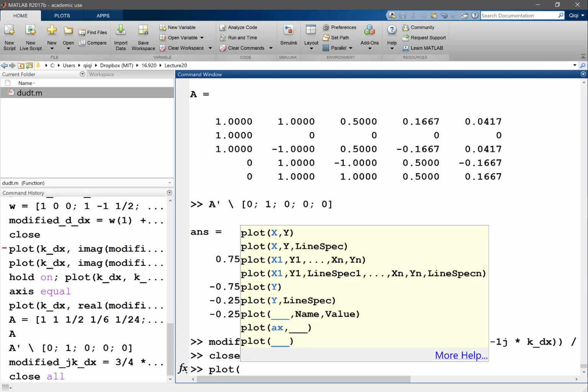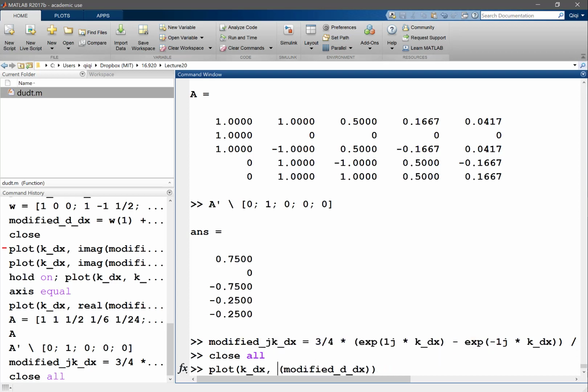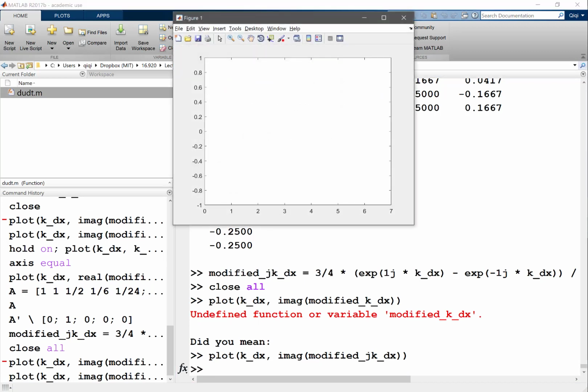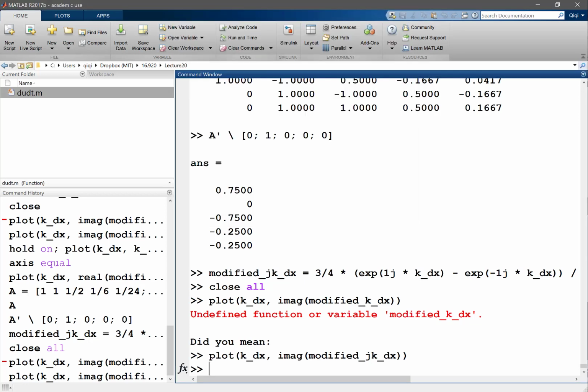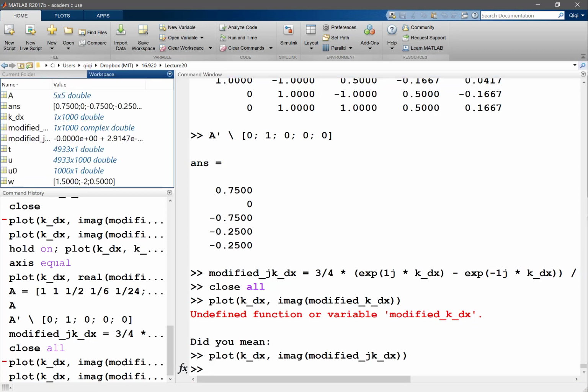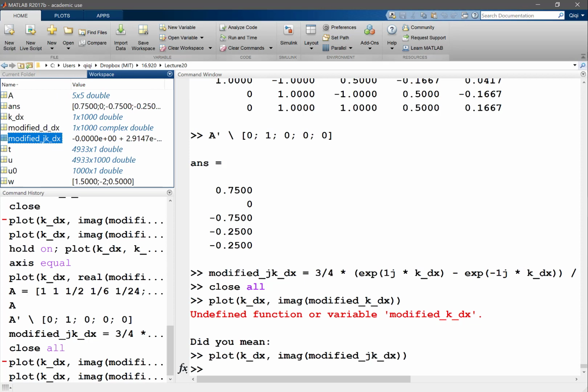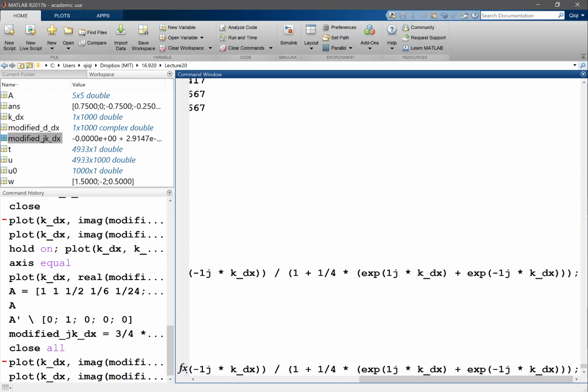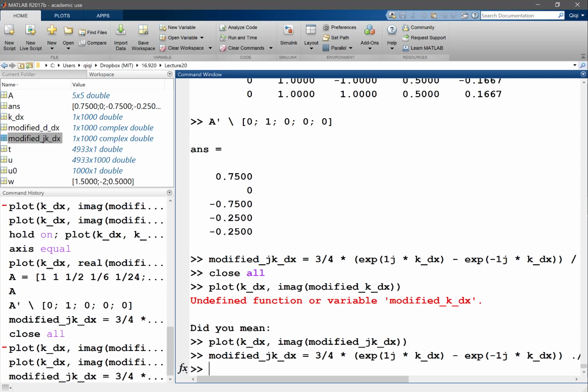So first let's plot the imaginary component. This time I called it correctly. Okay, yeah, jk dx. All right. So let's look at what they are. Did I calculate them correctly? Oh, my division has to be dot divide, right? Otherwise it thinks I'm trying to do matrix division. Okay, so let's plot this again.